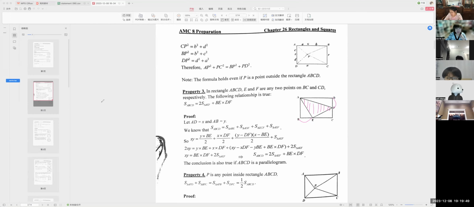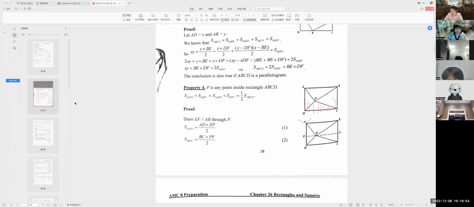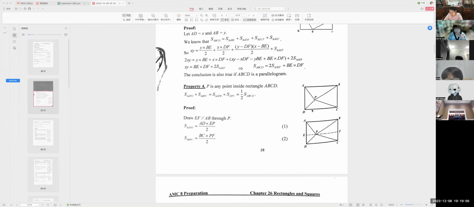Okay, so everybody, let's take a look at property 4, okay? So P is any point inside rectangle ABCD, okay? So if you have a rectangle and P inside it, so the area of APD plus the area of BPC exactly equals the area of APB plus the area of DPC, and equals exactly half of the area of ABCD. Okay, everybody, just copy them down, okay? We're going to use them.